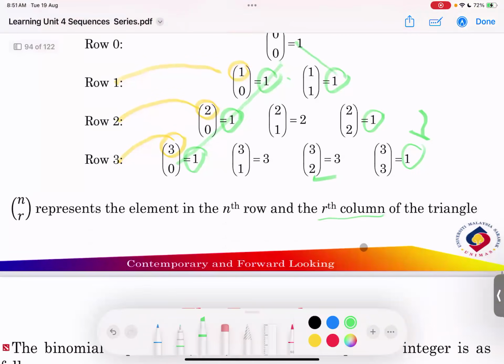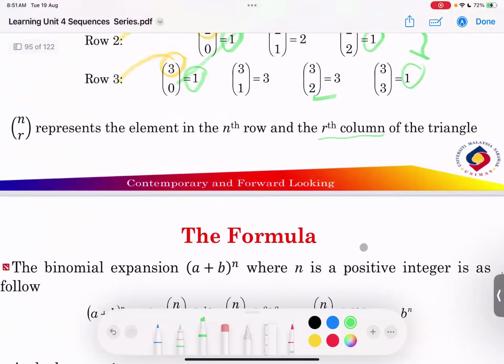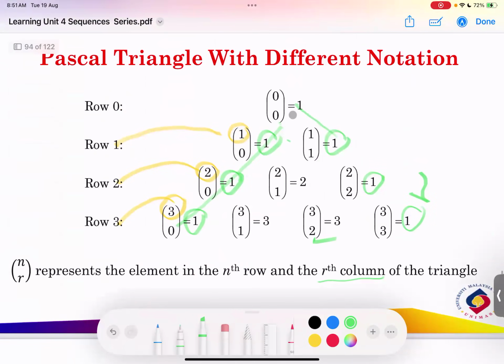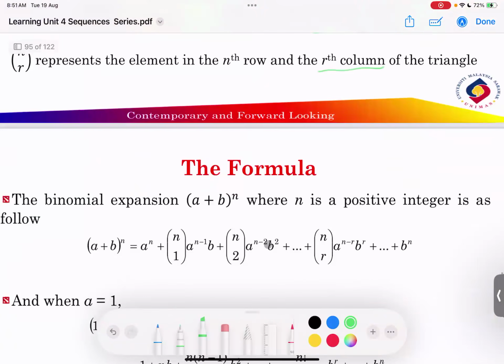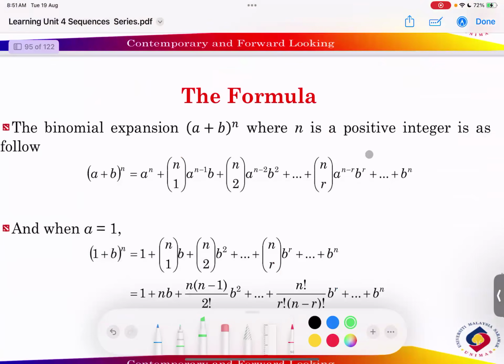Okay, all right. We move on to the formula here. Based on the understanding from here, you can see from here, 1, 1, 2, 2, 3, 3. So come back to here. The binomial expansion (a + b)^n, where n is a positive integer, is as follows. Okay, this is a formula.